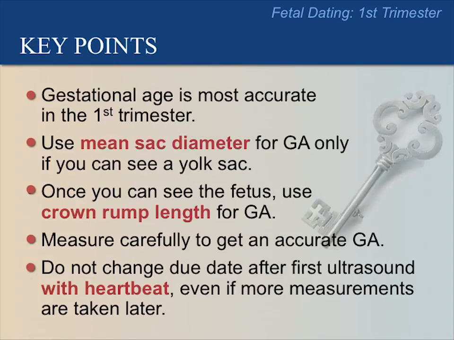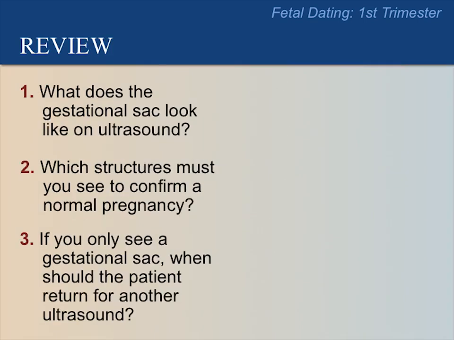Let's review the key points. Gestational age is most accurate in the first trimester. Use mean sac diameter for gestational age only if you see a yolk sac. Once you can see the fetus, use crown rump length to estimate the gestational age. Measure carefully to get an accurate gestational age. Do not change the due date after the first ultrasound with a heartbeat, even if more ultrasound measurements are taken later. Questions for review. Please pause the video now to discuss these questions and answers among the group.